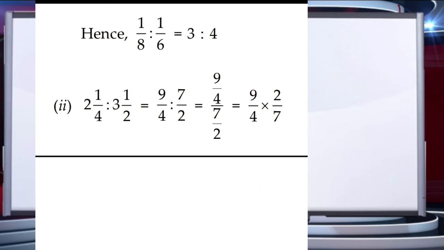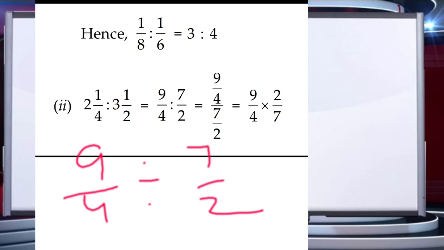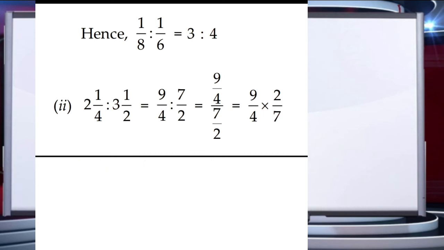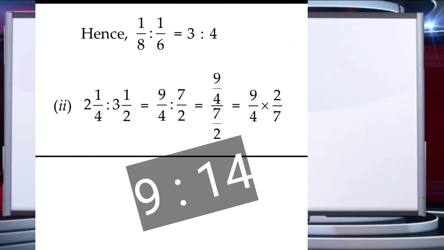Now again, ratio means divide. So you will divide 9 by 4 by 7 by 2. When you change this division sign to multiplication, you have to take the reciprocal. 7 by 2 will become 2 upon 7. Now you can cancel here. 2 1s are 2, 2 2s are 4. So it is 9 upon 14. So my answer is 9 ratio 14.